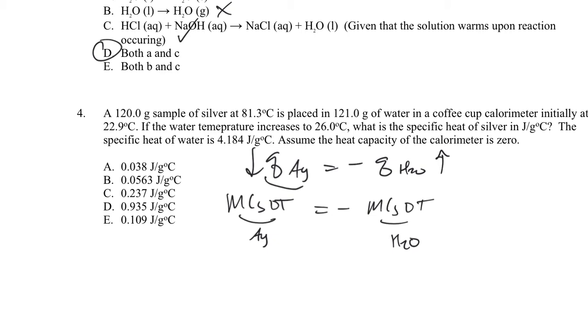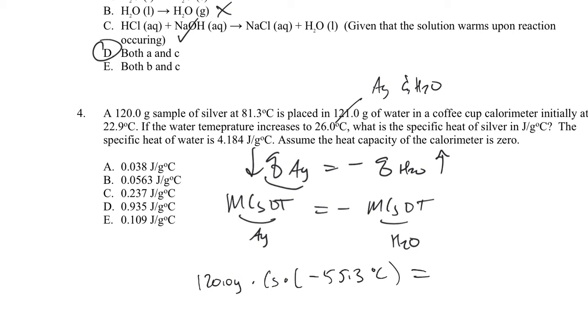I can plug in 120 grams of silver times whatever its Cs is, that's going to be our unknown. And the delta T of silver: it ends up at the same temperature the water ends up at. So the final temperature of silver and water are both 26 degrees. So 26.0 minus 81.3 means the silver temperature dropped by 55.3 degrees C.